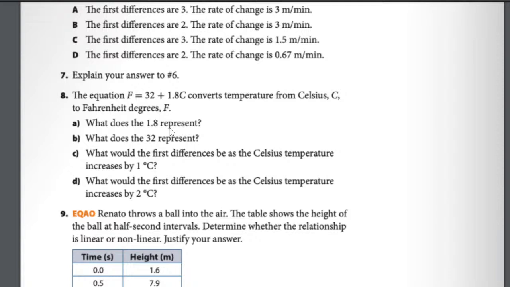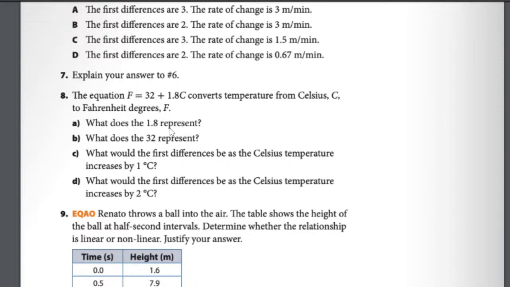So the first part, A here, says, what does the 1.8 represent? Well, in our case here, we're looking at a rate of change. So this is a rate of change. It's increasing by 1.8 for every degree Celsius.